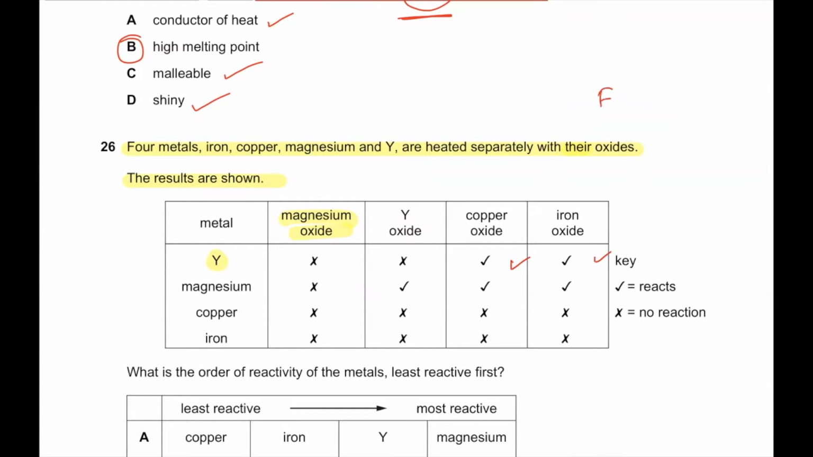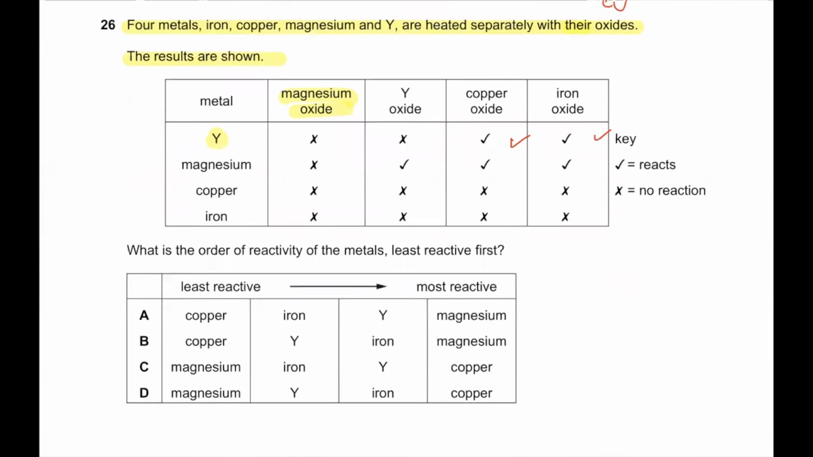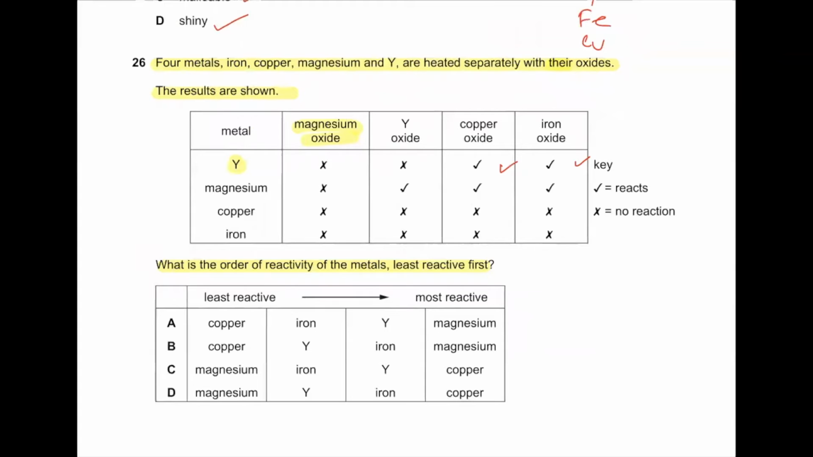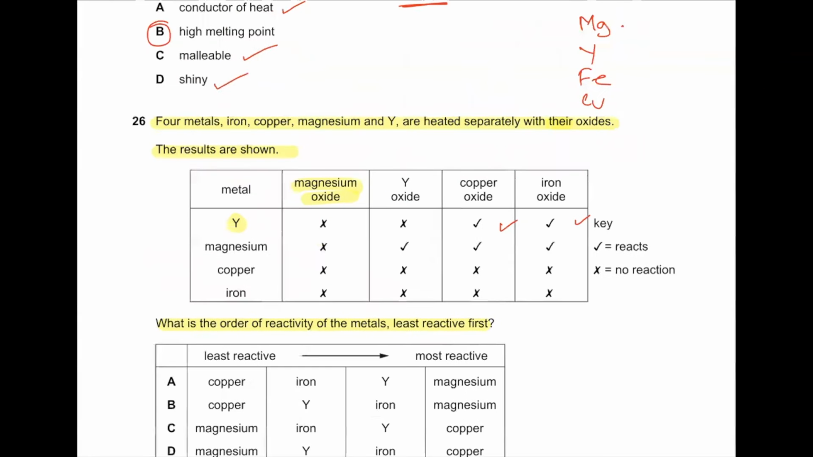So below iron is copper, and Y metal should be above them. However, on top of Y metal, there will be magnesium. Now, what is the order of reactivity of the metals, least reactive first? We already got the reactivity series. However, to prove this further, we can go on with magnesium. You can see magnesium can displace the oxide of Y. It can displace copper oxide. It can displace iron oxide. So definitely magnesium is the most reactive.